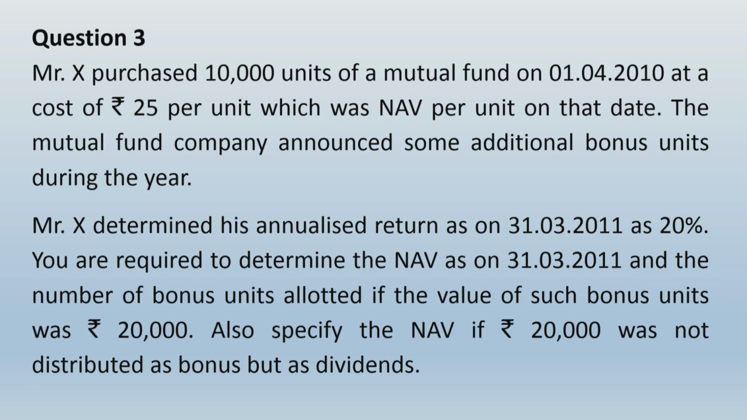The mutual fund company announced some additional bonus units during the year. Mr. X determined that his annual return as on 31/3/2011 as 20%. You are required to determine NAV on 31/3/2011 and the number of bonus units allotted if the value of such bonus unit was 20,000. Also specify the NAV if rupees 20,000 was not distributed as bonus but as dividends.